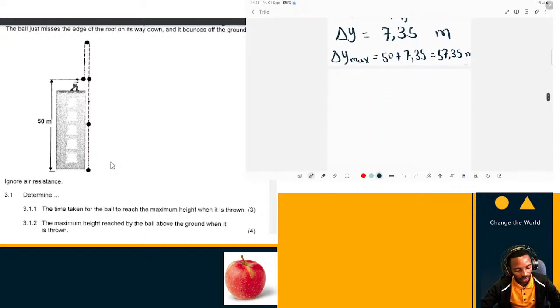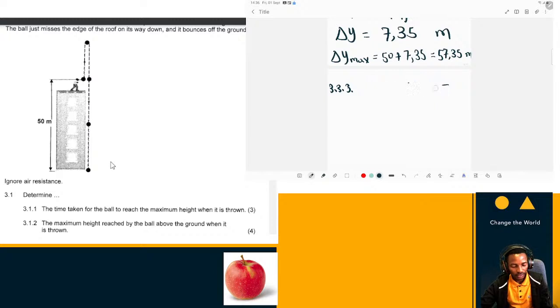Then next question, 3.1.3. The velocity of the ball at t equals 4 seconds, or after 4 seconds. So again, we know final velocity, 3.1.3. So for V final, we're going to apply this formula. V final is equal to V initial plus a delta t. No, we don't know the final velocity after 4 seconds. We don't know final velocity.